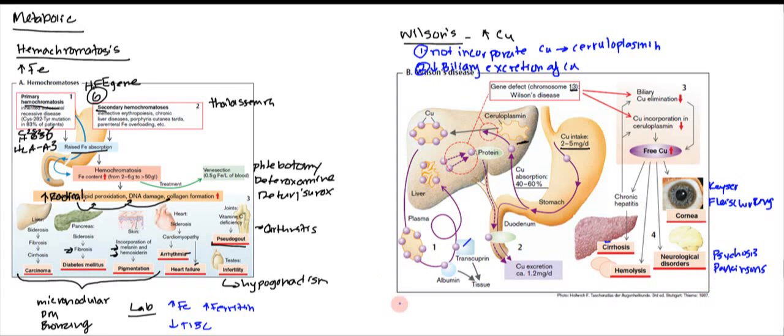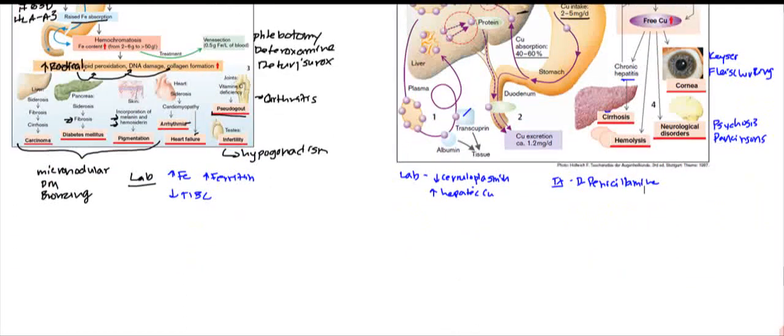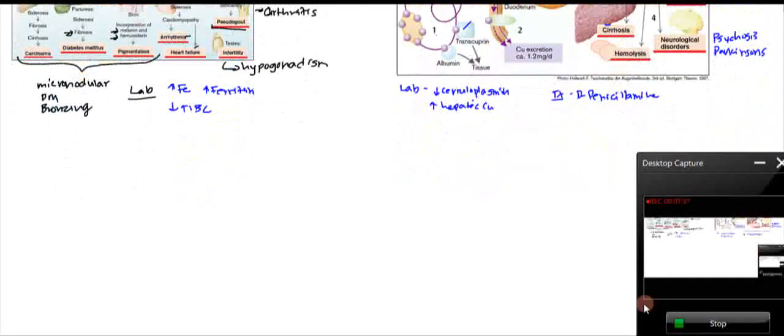So what would you expect to see in the lab? Of course, you're going to see decreased concentration of ceruloplasmin. You're going to see a high hepatic copper concentration, and that's what's going to lead to chronic hepatitis, and of course you can get hepatocellular carcinoma, and you're going to get low copper excretion. How would you treat it? You can use D-penicillamine. So that is the case with hemochromatosis and Wilson. Now let's take a look at our next metabolic disorder.